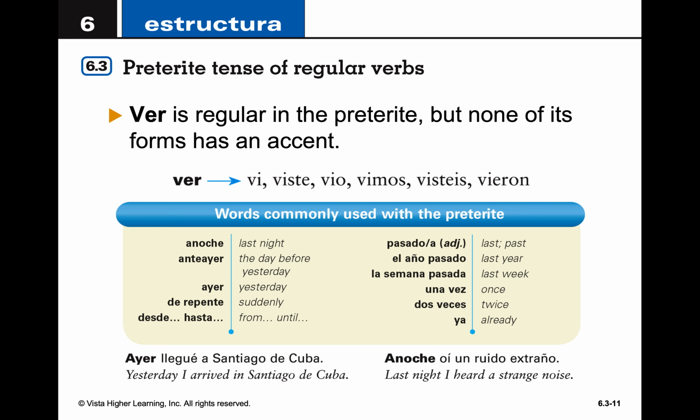Ver is regular in the preterite, but none of its forms have the accent mark. This is a place we see a lot of mistakes in Portales because you put an accent somewhere it shouldn't have been. And it's not always clear what happened when you get things wrong, but you can definitely flag it for me. Just be on the lookout for accents with the verb ver.